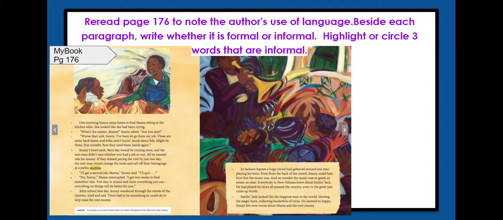After school that day, Sonny wandered through the streets of the quarter, tired and sad. There had to be something he could do to help raise the rent money.